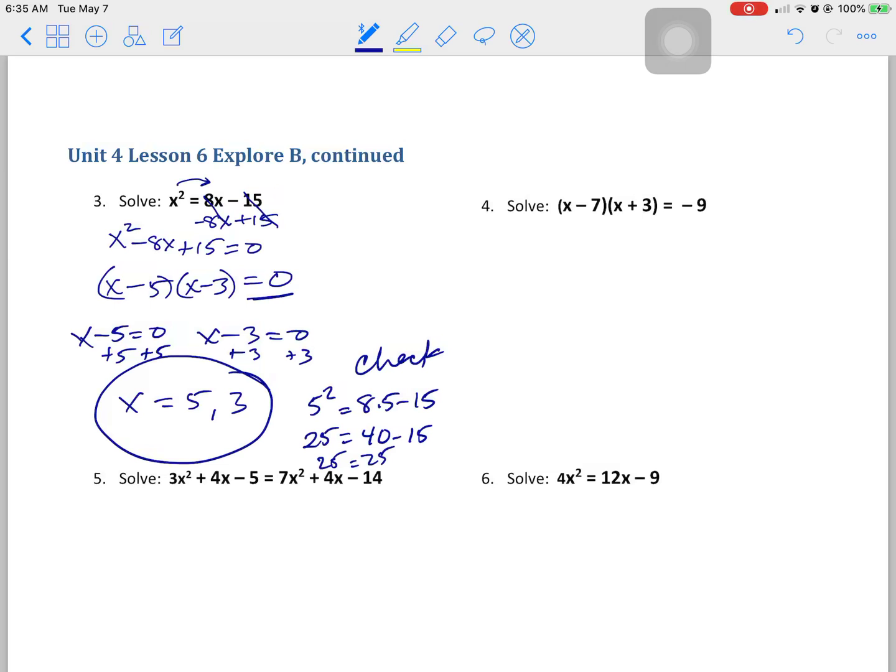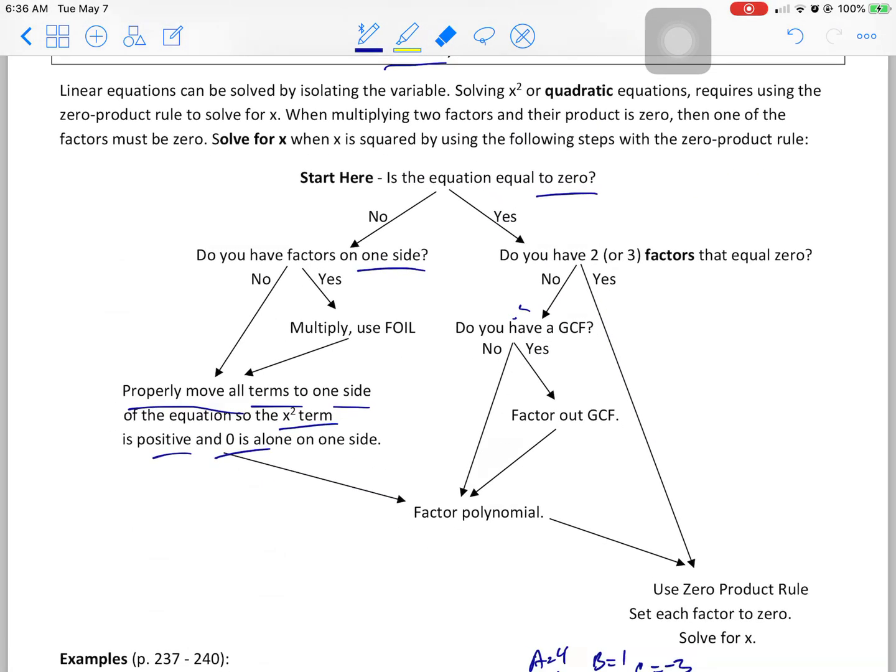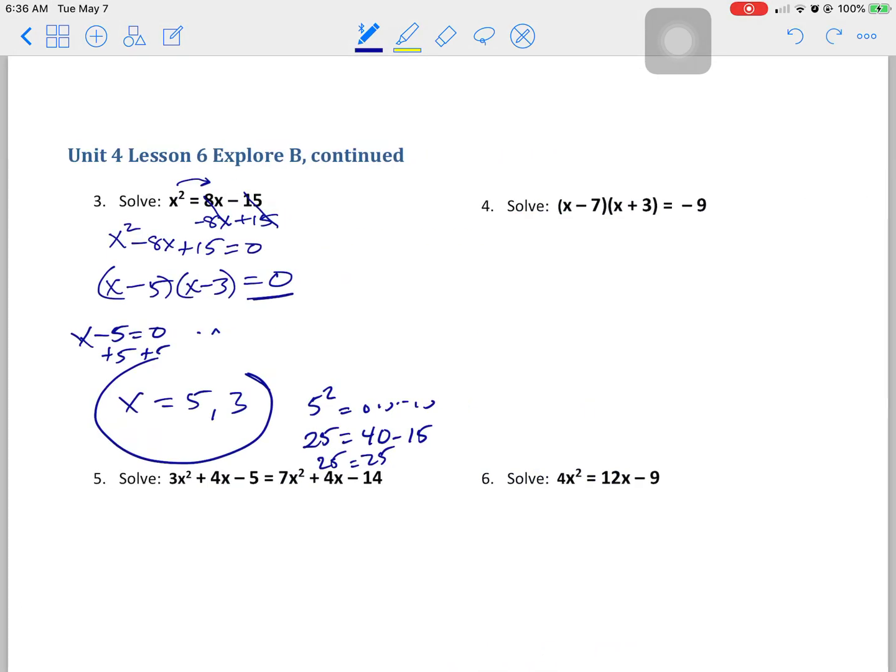All right, this one is already factored for me, but this is not equal to 0, so that's a problem. What do I do according to the flow chart for that one? It says, is my equation equal to 0? No, it's not. Do I have factors on one side? Yes, I do. It says I have to multiply them together, then move them all to one side. So that means I need to go ahead and FOIL this one.